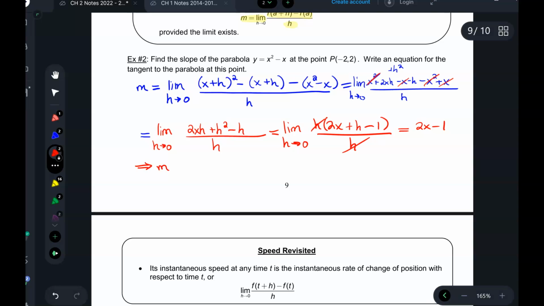So this implies that m will be 2 times negative 2 minus 1, right? Plugging in our x coordinate. So that gives us a slope of negative 5. You want to think about sometimes, does this answer make sense? So think about what you would have here. You would have an x squared minus x. That's a parabola, right? So at negative 2, 2, would you have a tangent slope of about negative 5? Yeah, that makes sense. And you can maybe do a quick sketch to make sure that answer makes sense. It wouldn't make sense if that was a positive 5.